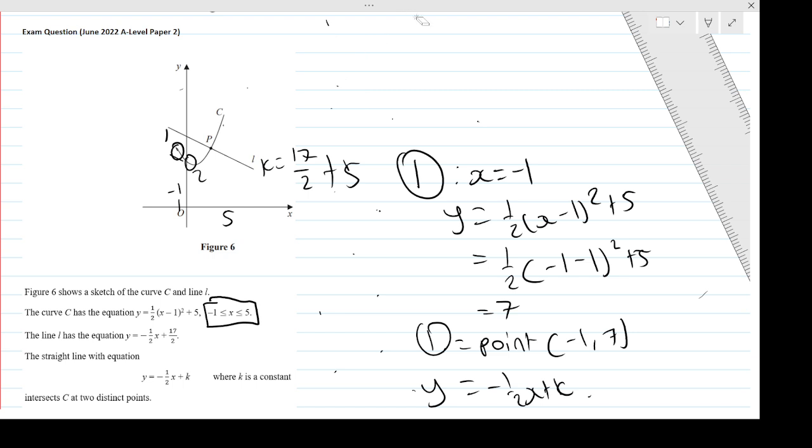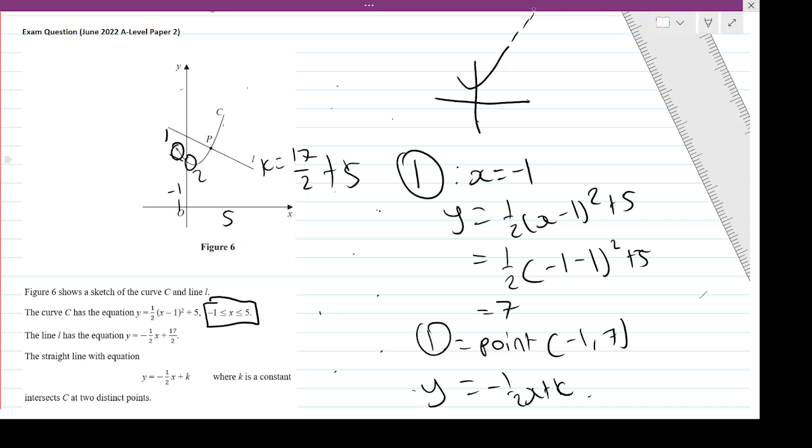Let me bring it down here. There we are. So the curve looks like that, but we've cut off the right hand side, because remember the curve would continue on like that, and it would also go to the left and continue that way as well. However, we cut off those points because x is between -1 here and 5 there.